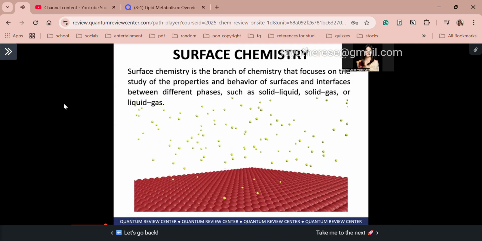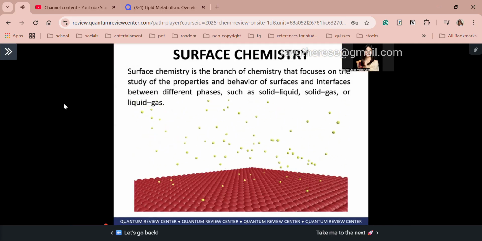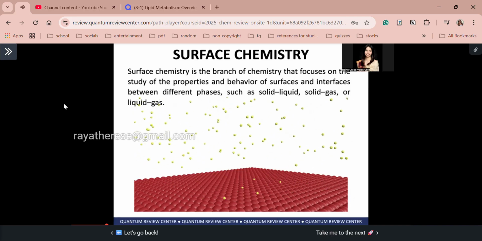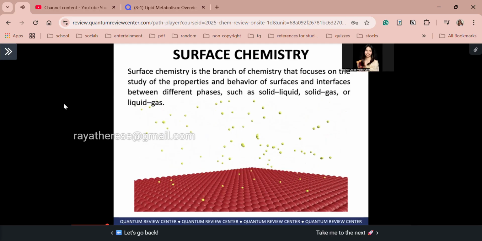Now, let's move on to the next part of our special topics crash course. This is surface chemistry. Surface chemistry, guys, is a branch of chemistry that focuses on the study of the properties and behaviors of surfaces and interfaces between different phases, such as solid-liquid, solid-gas, or liquid-gas interfaces. So, guys, surface chemistry is very helpful in determining the adsorption processes, right?